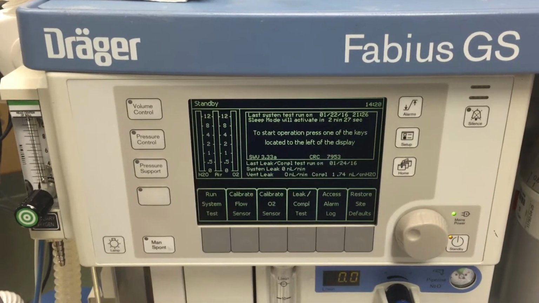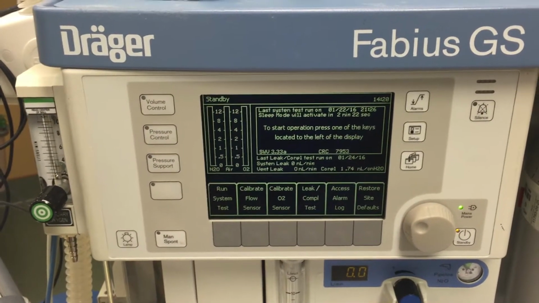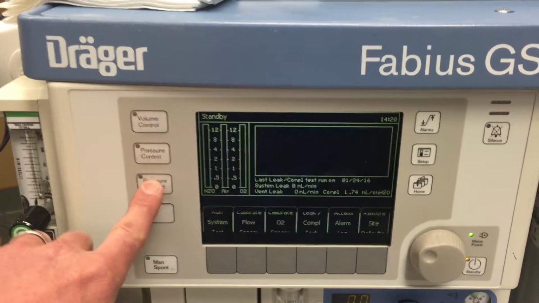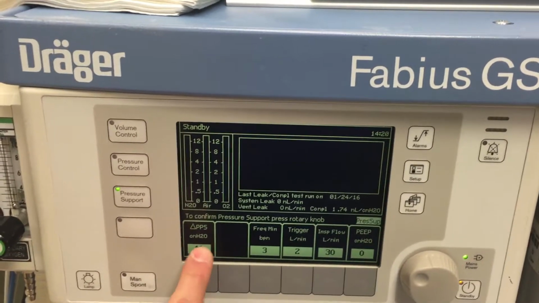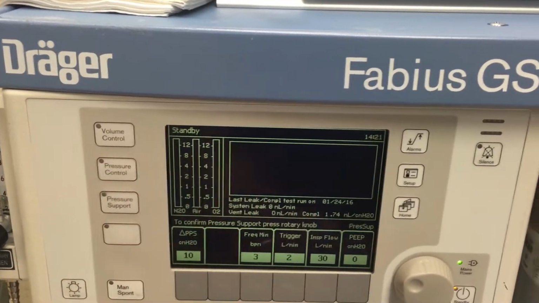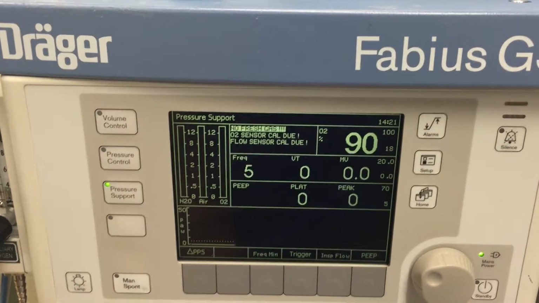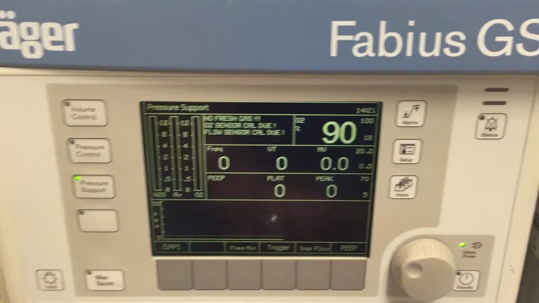Here we're going to demonstrate pressure support ventilation. This is when the patient can breathe on their own but just needs some additional help. We push pressure support. Now we can change the pressure. Let's add an additional 10 centimeters of water pressure per breath. Now every time the patient inhales, they will get an additional 10 centimeters of water pressure for each breath.